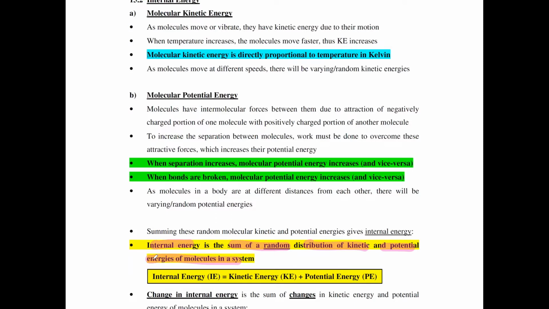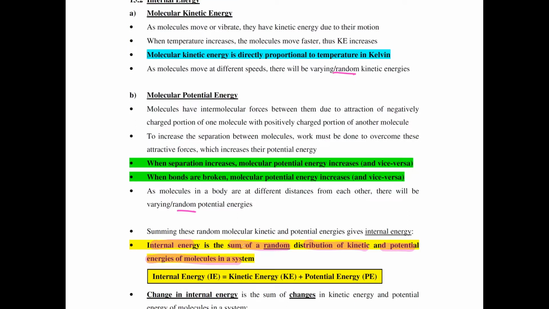If you take a particular system, it can be a solid, a liquid, or a gas. It doesn't matter. The molecules inside all have kinetic energy because of their motion, and they all have potential energy because of the attraction between the molecules. And the values of these energies are all random, because for KE, the molecules always move at different speeds. For PE, the distances are always at different values. So the values are random in the first place.